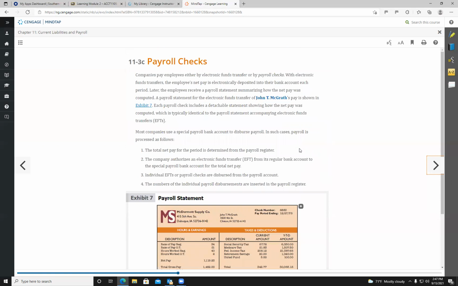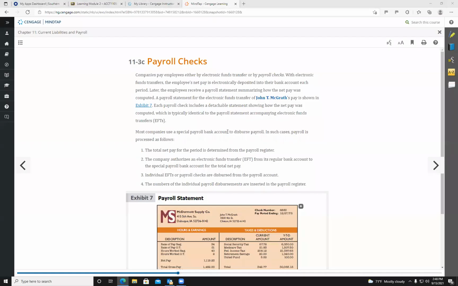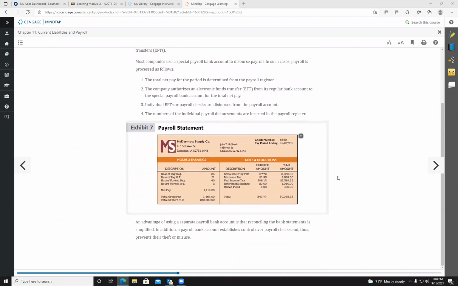So lastly, we're going to talk about the payroll checks. Okay, so payroll checks. Now, again, payroll checks can be an actual paper check, or they can be an electronic funds transfer, direct deposit. I'm not going to spend too much time on this, but it should show you a breakdown of everything.